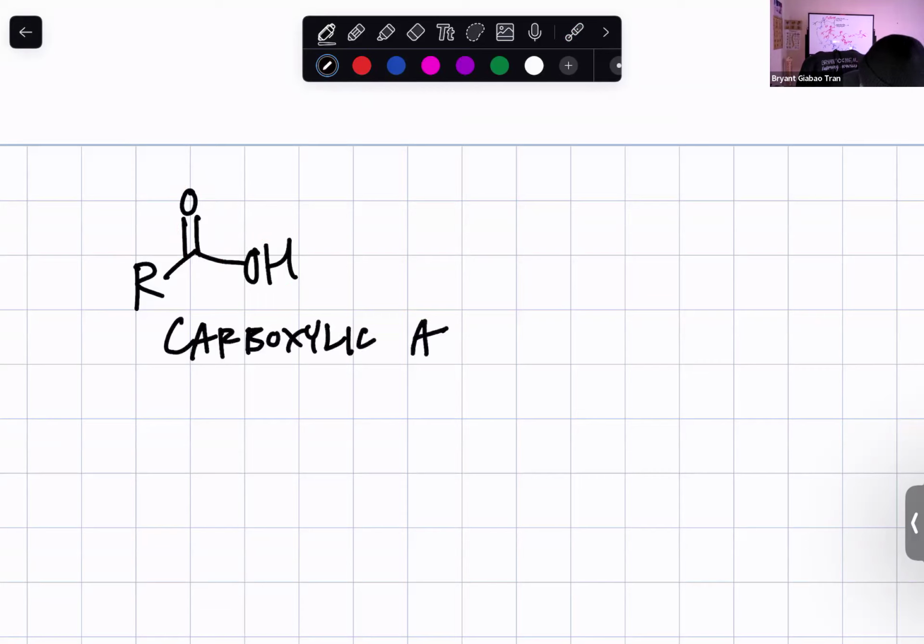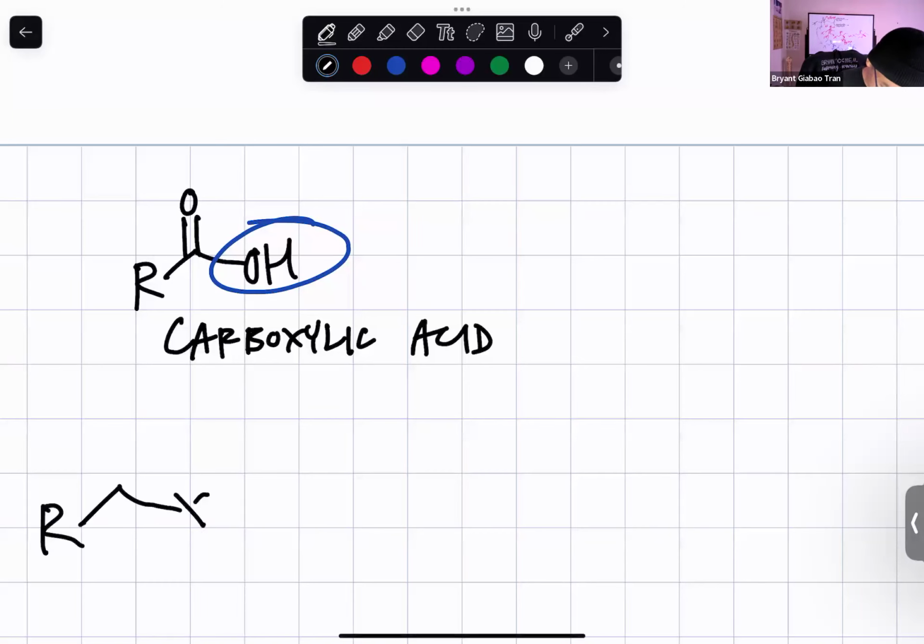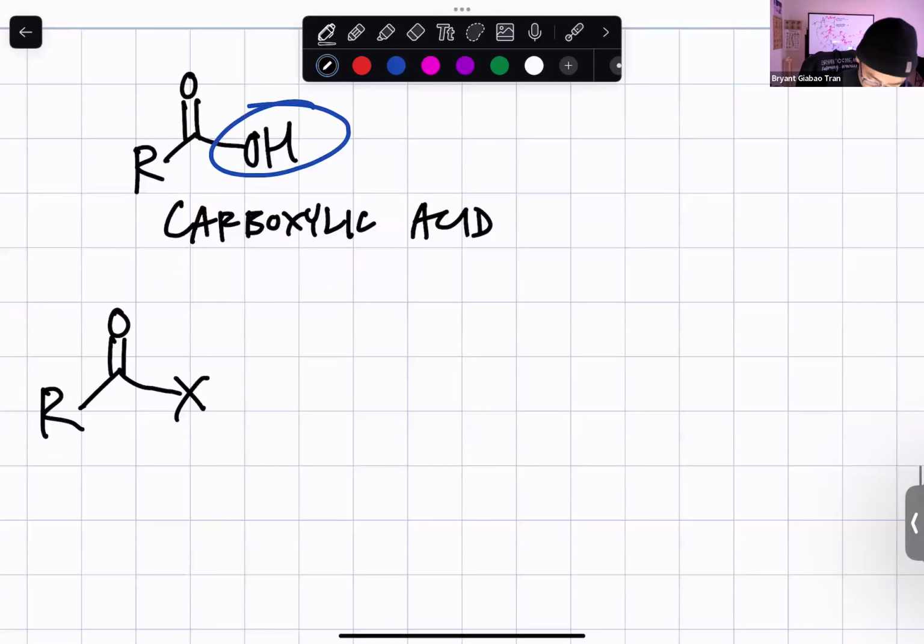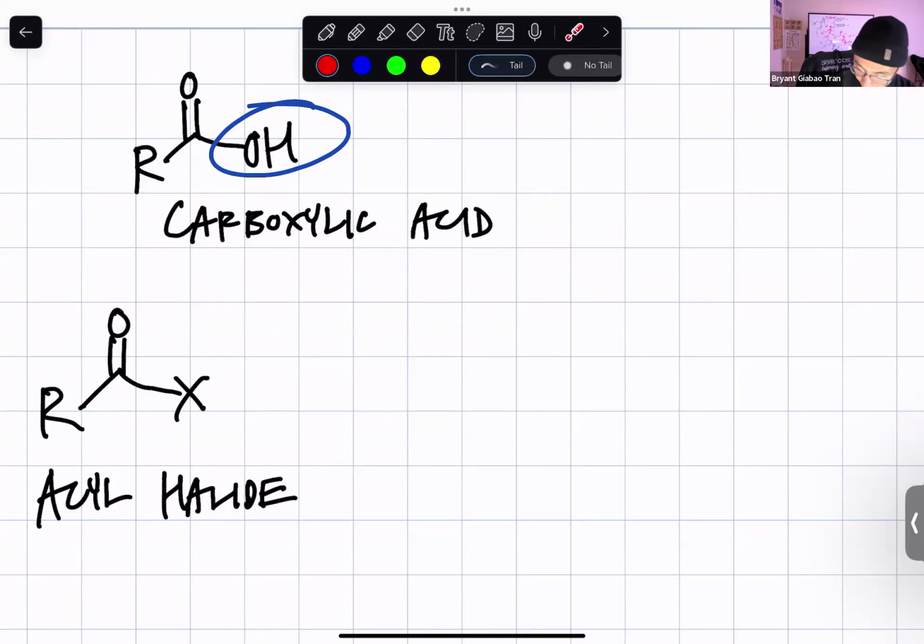Carboxylic acid. And its derivatives are going to be something similar to this carboxylic acid, where the thing that's going to change is this X group right there. So instead of an alcohol, it's going to be some other group. For example, it could be a halogen, where X could be chlorine or bromine. You might see different names for this. You can see this as an acyl halide, right? But if you have a chlorine, you can say acyl chloride. If you have a bromine, you can say acyl bromide.